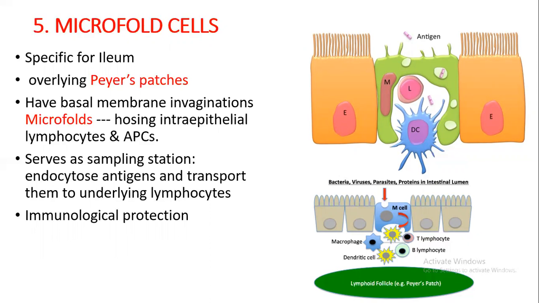M cells, the microfold cells, lack microvilli. They just have microfolding at their basal membrane. And in these microfoldings, they house the lymphocytes and dendritic cells, the antigen-presenting cells. Whenever an antigen is present, a bacteria or virus, these cells are going to engulf or endocytose the antigen and transport it to their basal folding, and they are going to expose this antigen to the lymphocytes in the lymphoid follicle, the Peyer's patches.